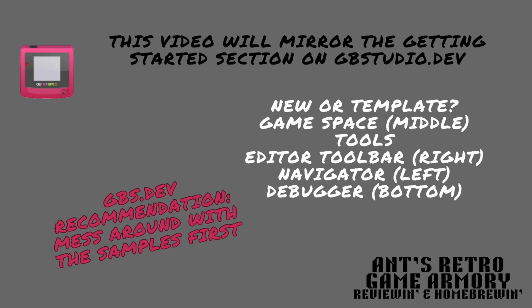So for those who haven't opened it before, the program is broken into these areas. The game space is in the middle. That's basically your whiteboard, and the tools to go along with it. The editor toolbar is to your right, where you do most of your code and your actions. The navigator is on the left with certain things like scripts and scenes. And your debugger is at the bottom. That is basically used to see your different variables and their values as you run through your game.